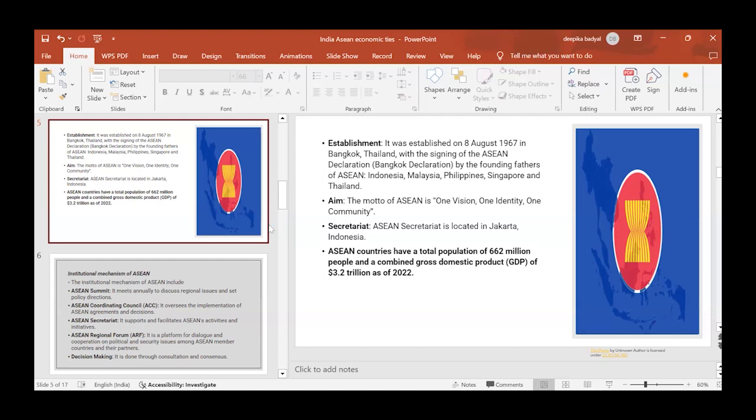This policy was obviously focused on the southeastern region, but it was also focused on the East Asia region, which until then was largely neglected by India until the end of the Cold War, until 1992. There were few major developments that took place. One was the end of the Cold War. As the Cold War ended, India lost a key ally in the form of the Soviet Union.